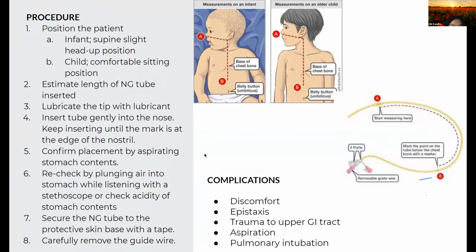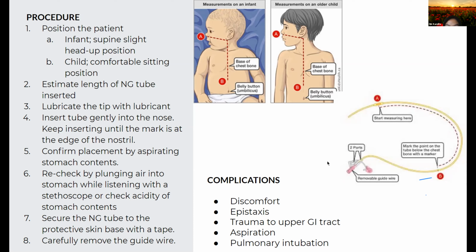And then next, confirm the placement of the tube by aspirating a small amount of stomach contents using the syringe. Next we need to recheck the placement by plunging air into the stomach while listening with a stethoscope, or we can check the acidity of the stomach content using a pH strip. After confirming the placement of the tube, secure the nasogastric tube to the protective skin base with a tape, and lastly, carefully remove the guide wire if the tube has a guide wire.